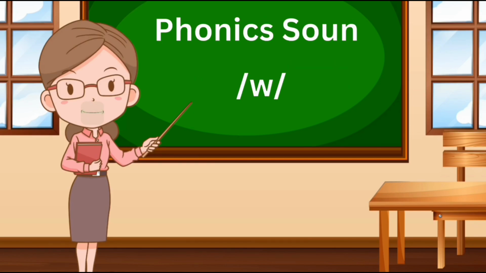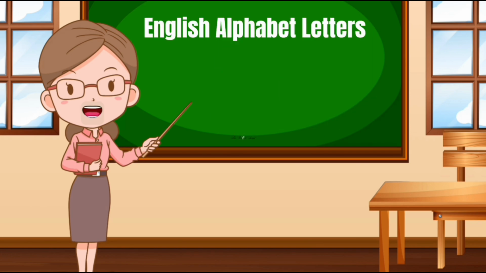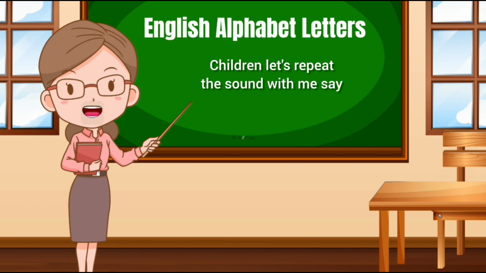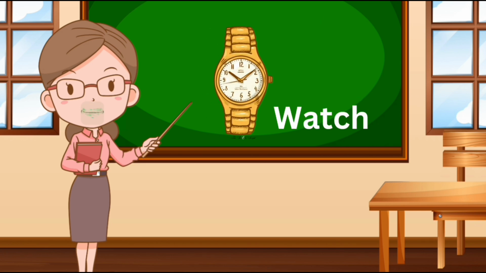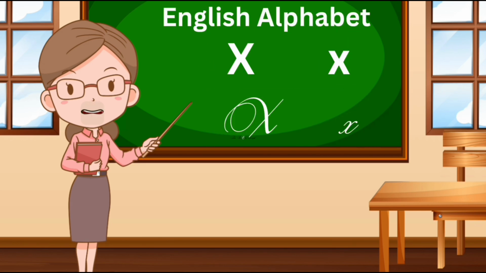The phonics sound of W is Wo, Wo, sound is used for watch. Children, let's repeat the sound with me. Say Wo, for watch. For watch. Perfect.